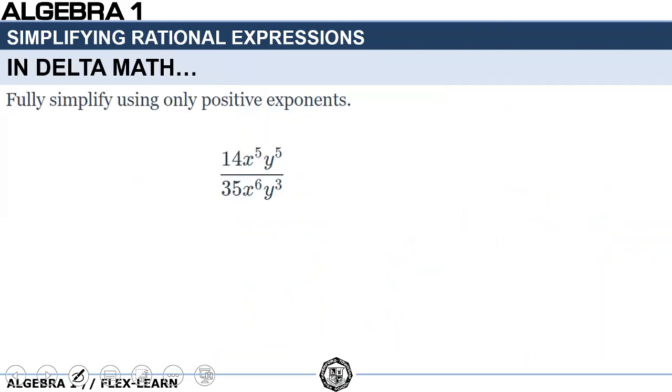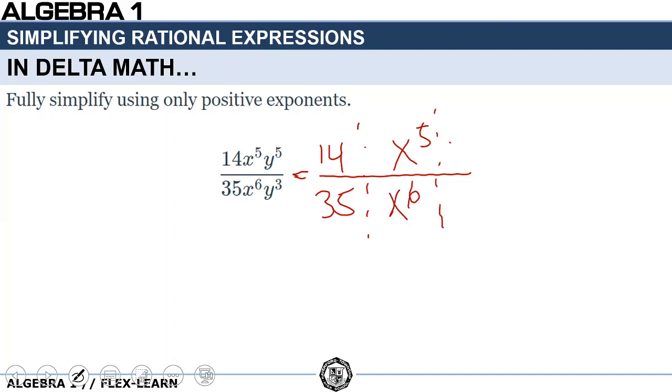All right, so here's an example from Delta Math that you might see. You got this 14 x to the 5th, y to the 5th over 35, x to the 6th, y to the 3rd, kind of summarizing the rules here. Let's break it down to pieces. You've got the 14 and the 35. You got the x to the 5th and the x to the 6th, and then y to the 5th divided by y to the 3rd.